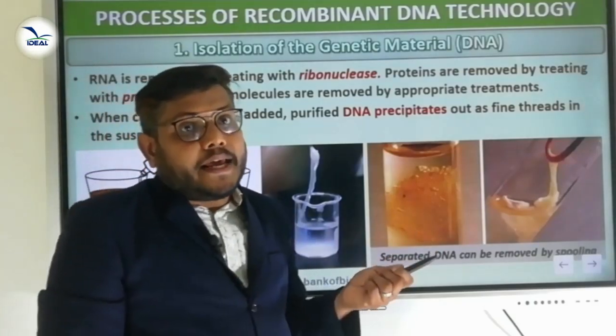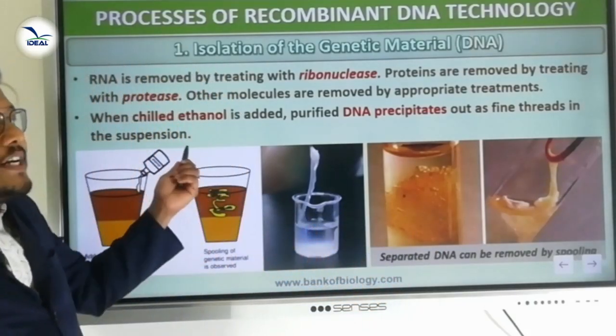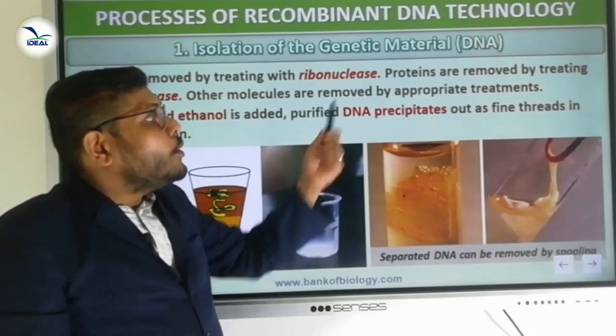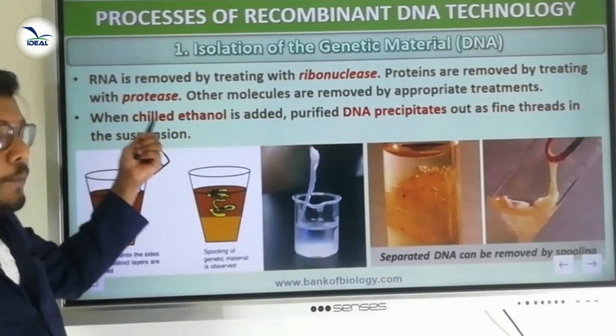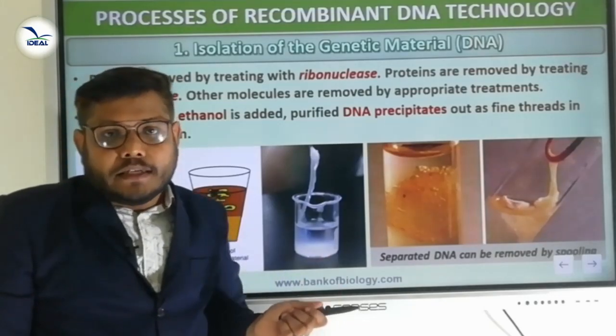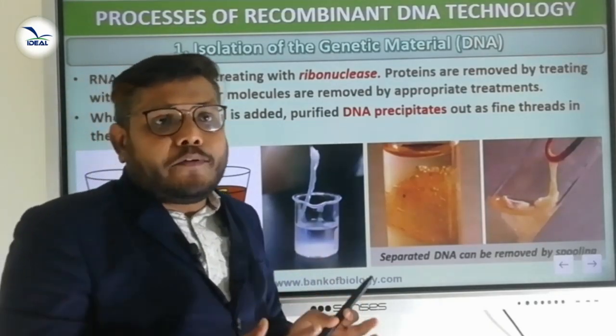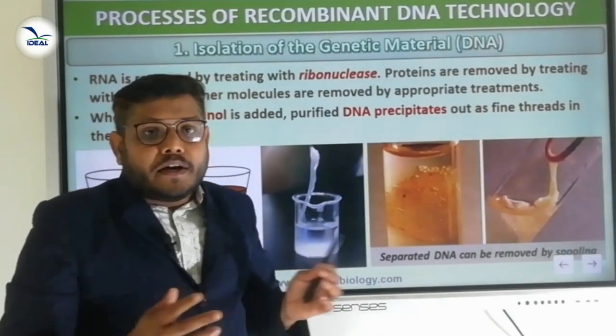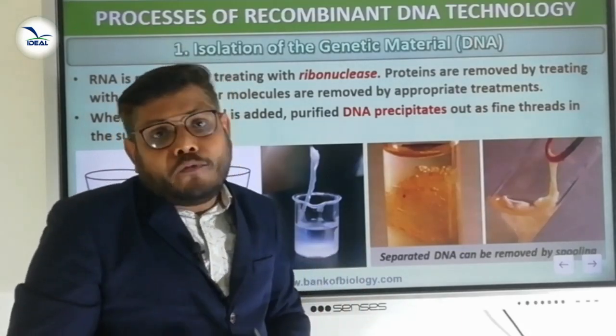Macromolecules like RNA can be removed by treating with a ribonuclease enzyme. Proteins are removed by treating with a protease enzyme. Other molecules are removed by appropriate treatments. So in this way we can remove such kinds of macromolecules from DNA to make the pure form of DNA.